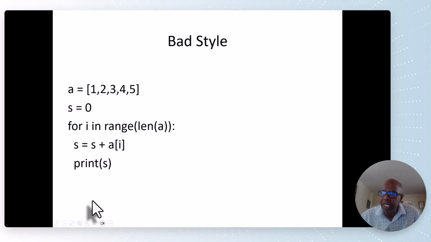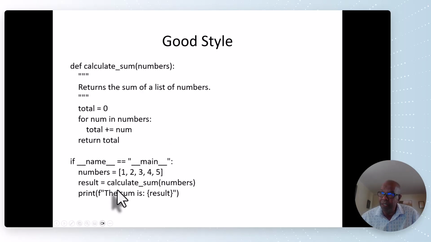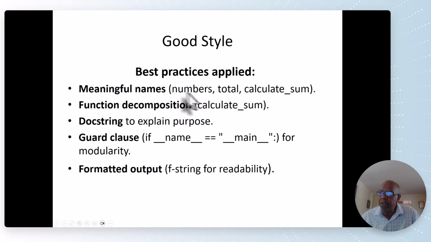Just some examples real quick. Some bad styles, A, B, C. You have no idea what these particular fields are there for. That's what we're saying here: no functional structure, no comments, no documentation. Here's a good style where we're actually using names of fields and pieces that somewhat make sense, and you can see the flow as things go along. Good style: meaningful names, functional decomposition, guard clause, format output. There's some substance to this type of code writing than with the ABC.